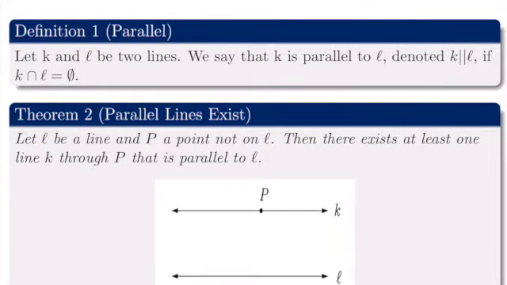So the first definition we begin with is the definition of parallel lines. This is something we covered in chapter 9, and the definition is as follows. Let K and L be two lines. We say that K is parallel to L, denoted like this, if the intersection of K and L is equal to the empty set.